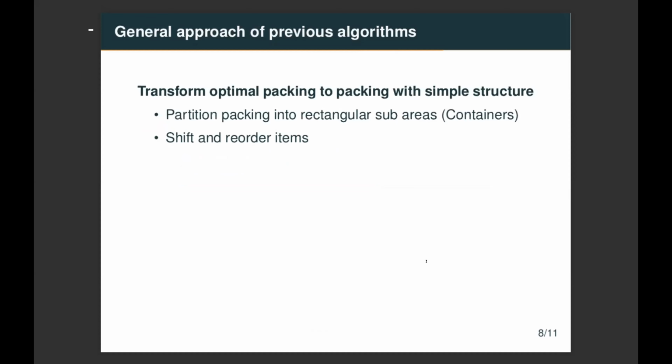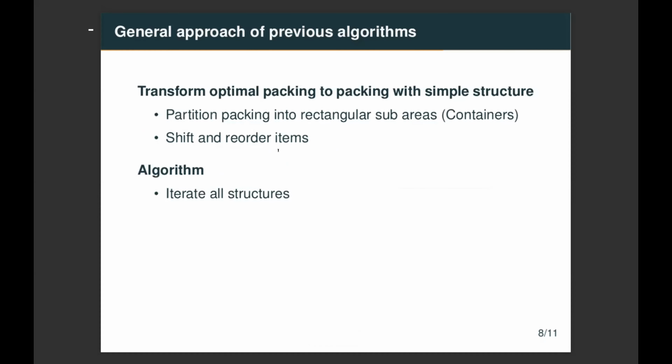So the general approach of the previous works is as follows. They start by transforming the optimal packing to a packing with simple structure. This is usually known as the structural lemma in the literature. This is done in 2 steps. The first step is to partition the packing into constantly many rectangular sub-areas, which are usually called containers. And then we shift and reorder the items so that they are packed inside the containers with a simple structure.